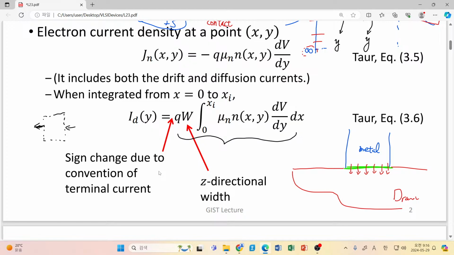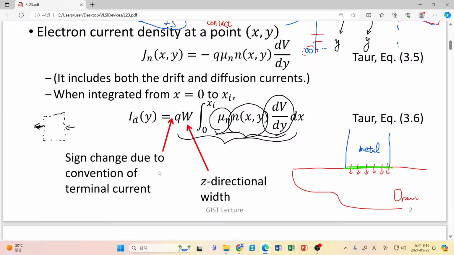Details are explained in our lecture material, for example the y-directional width. Please have a look at this one. The point is, when we make an integration, the integration should give us the same value, and pointwise we have these different values. Please have a look at this one. Here we have mobility, electron density, and the gradient of the quasi-Fermi potential, the electron quasi-Fermi potential.